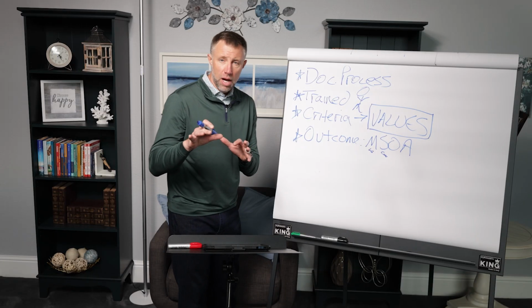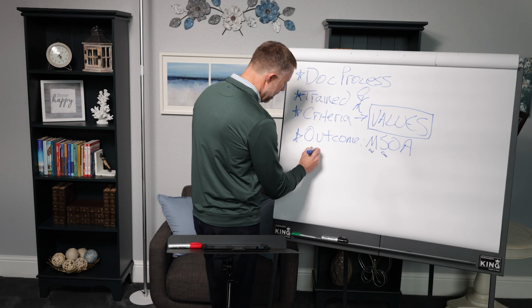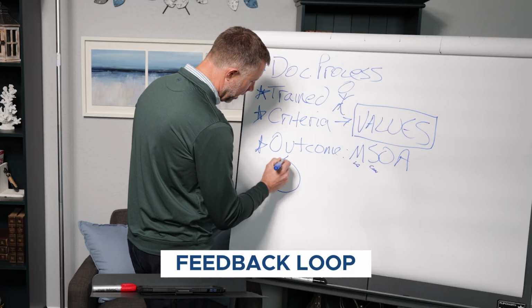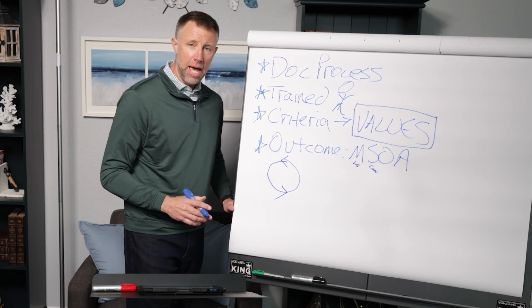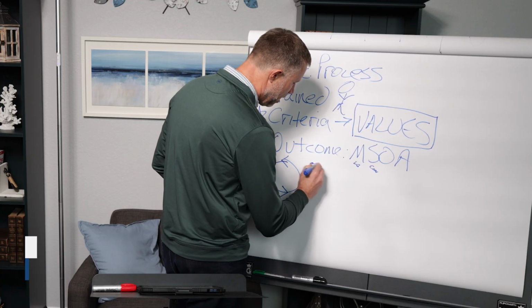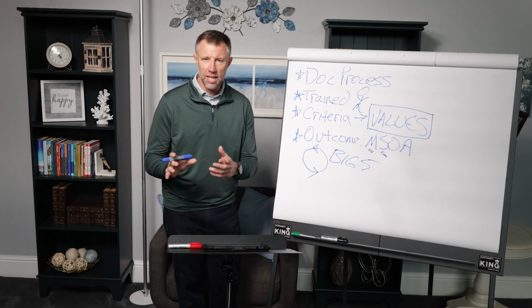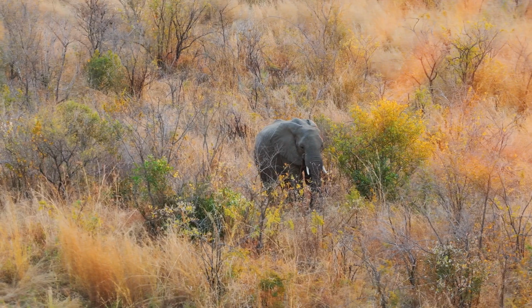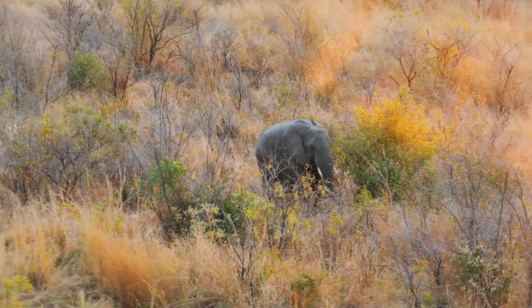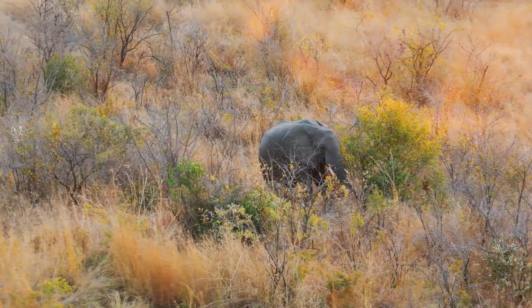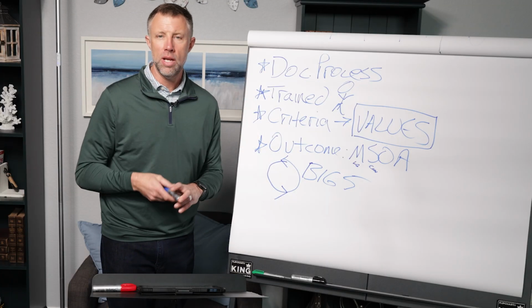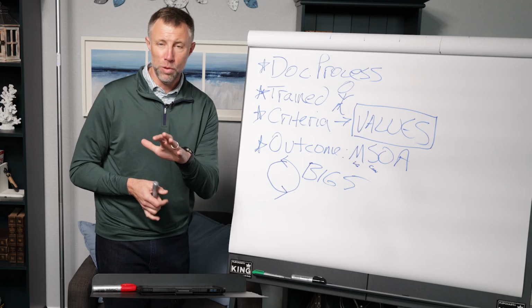The 5th element of actually creating a business system is this feedback loop. So we want a constant feedback loop. At Business on Purpose, we call it the Big 5 feedback loop. What does that mean? Well, if you go hunting in South Africa, I've never been, but I've heard. If you go hunting in South Africa, what are you hunting for? You're hunting for the Big 5. You're hunting for the elephant, giraffe, and I forget what's on the list. But there's the Big 5 game animals in South Africa.